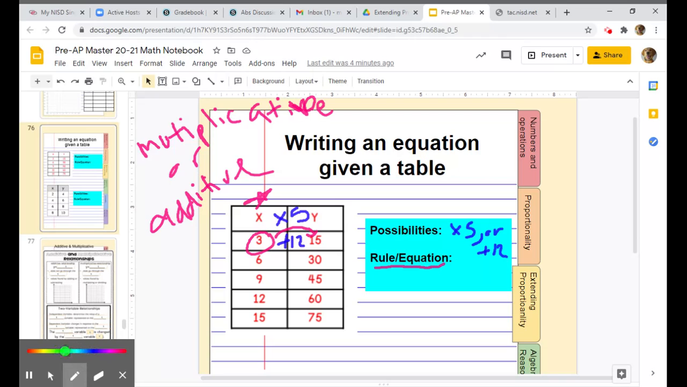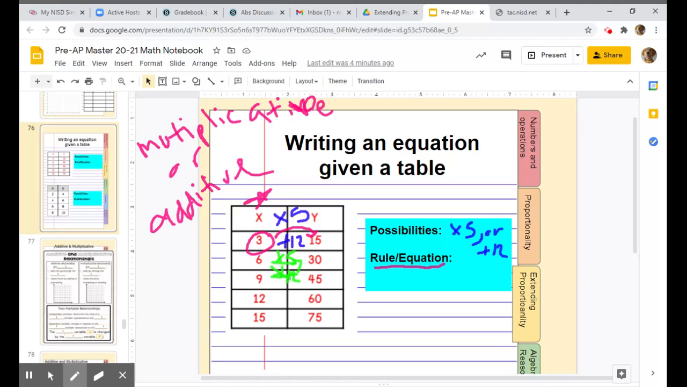Okay, now what we're going to do is we're going to see what works for the rest of the table, because in order for it to be the actual rule, it has to work for the whole table. So we're going to say, is 6 times 5 30? Well, 6 times 5 is 30, but we're going to check both of them. Is 6 plus 12 30? Well, 6 plus 12 is 18, so that doesn't work.